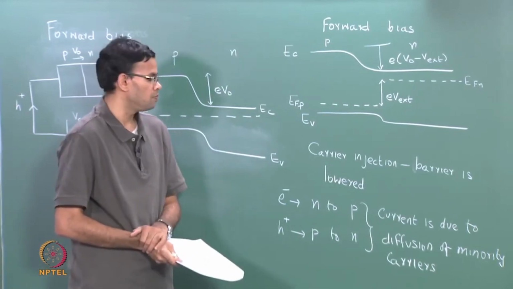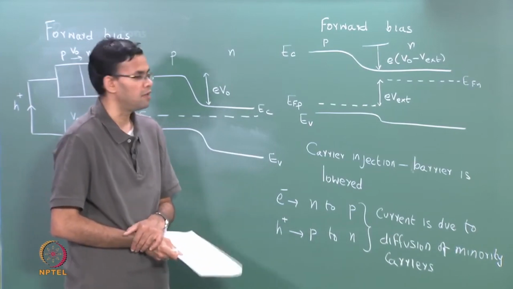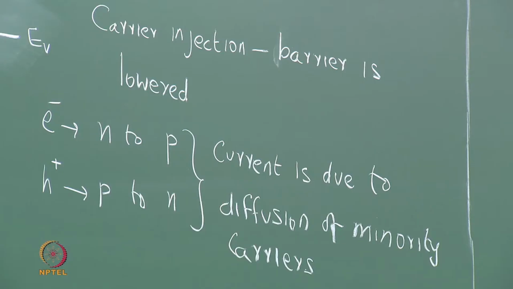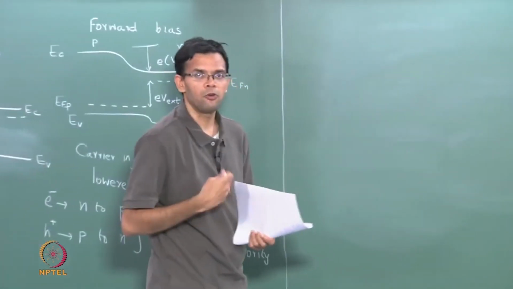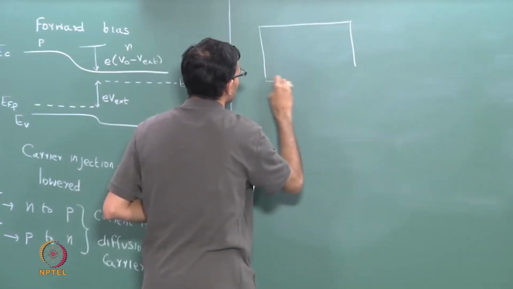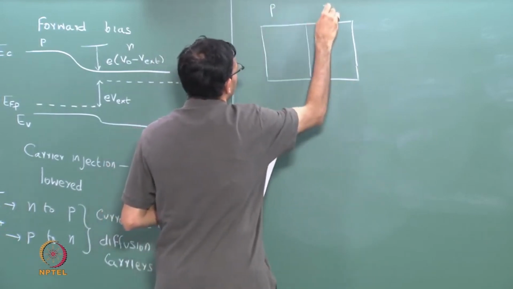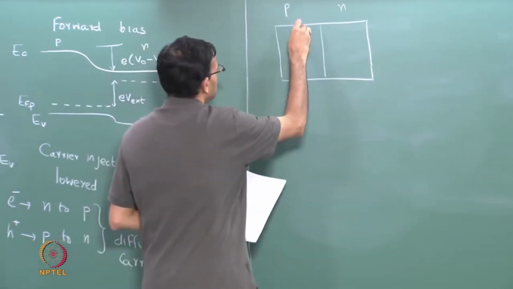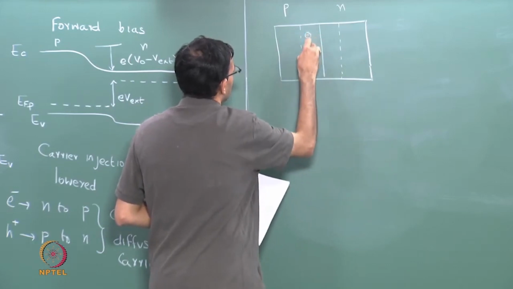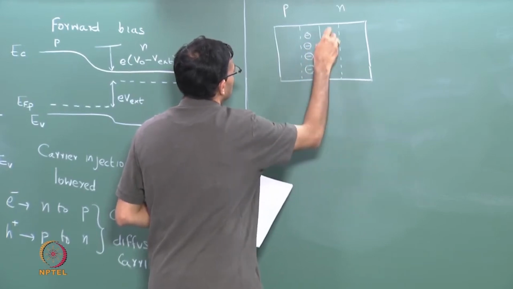So let me now draw the concentration of the electrons and holes across the PN junction in equilibrium and what happens when we apply a forward bias. So once again I will go back to my picture of the PN junction, just a schematic. This is the interface between P and N. We have a depletion region, so that this side is all negative, this side it's all positive.